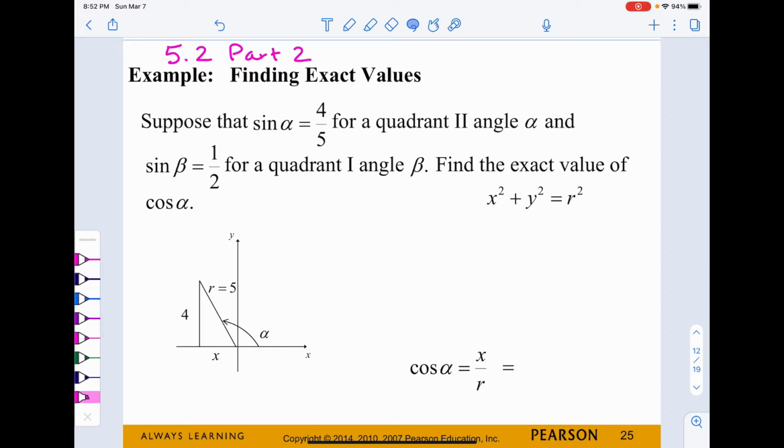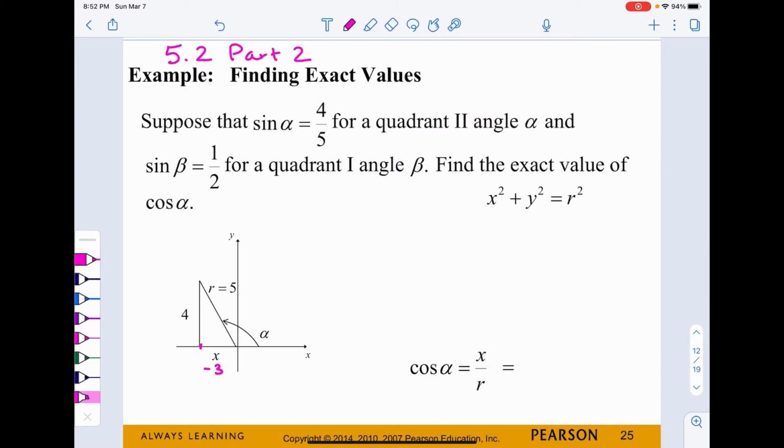That means we need to find out what the x value is. And I think you are all smart enough to know, using your Pythagorean theorem, that this is a 3, 4, 5 triangle. And since our x value is going off to the left, over here at this point, x is going to have to equal -3.